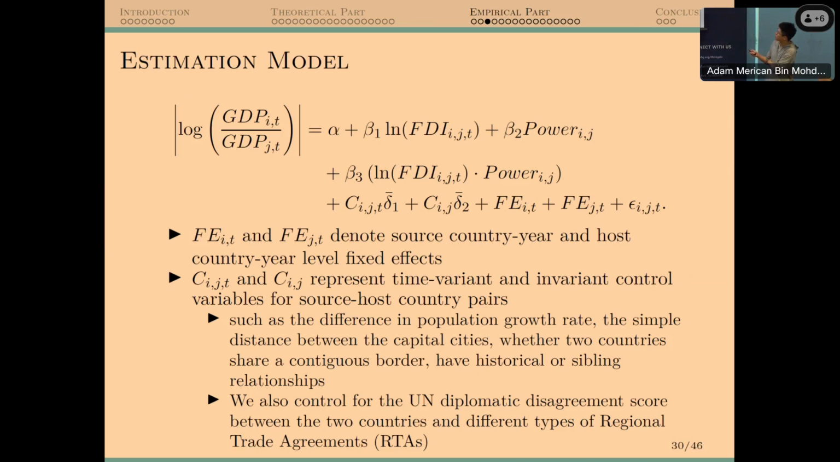Also the population growth rate is this kind of IJT level. But the distance between capitals, whether two countries share contiguous borders, and historical or sibling relationships, those are IJ level control variables. I didn't put an IJ level fixed effect because otherwise the power will be omitted, because the power is on IJ level. So if I put a fixed effect on IJ level, then this one will be omitted. Does that make sense?